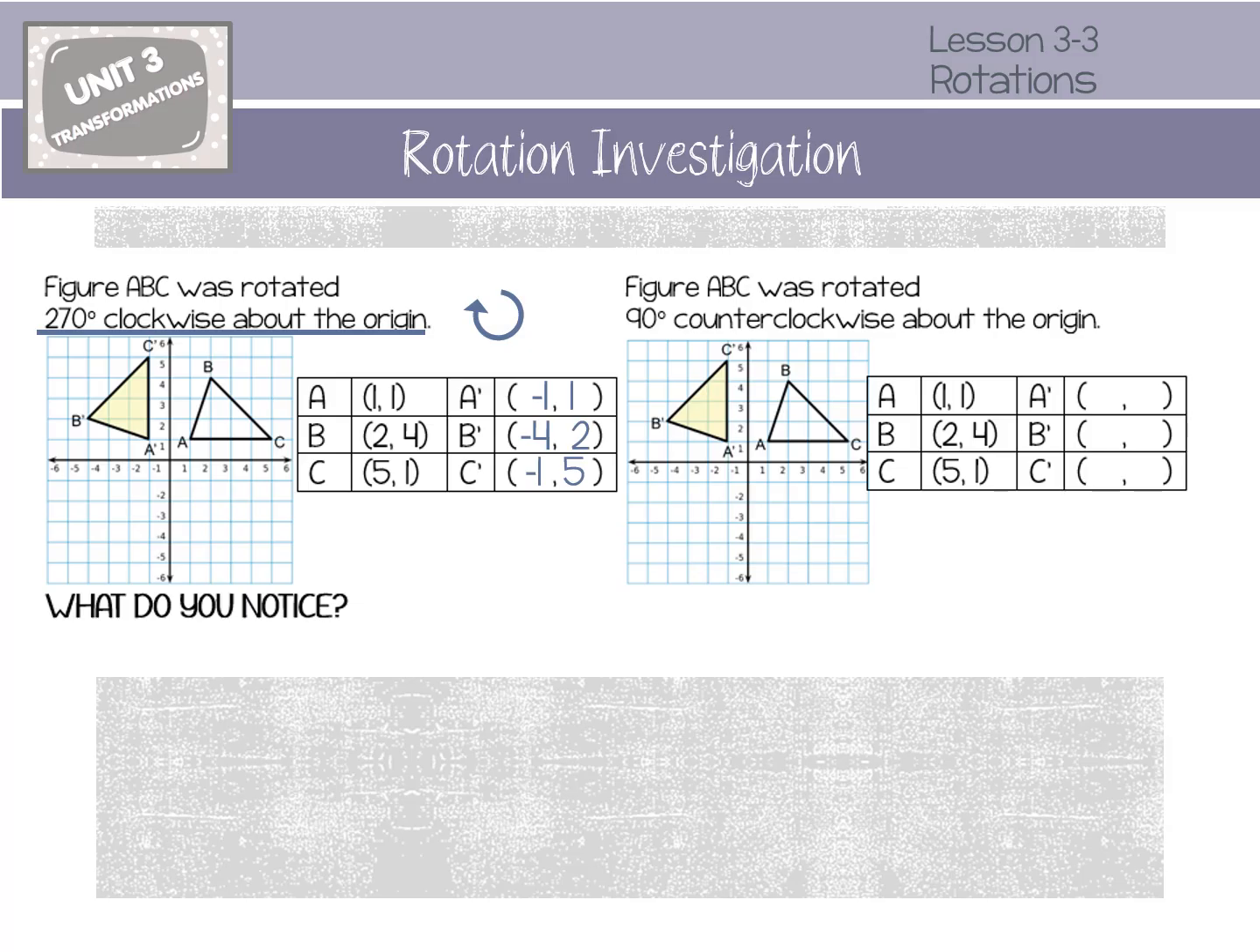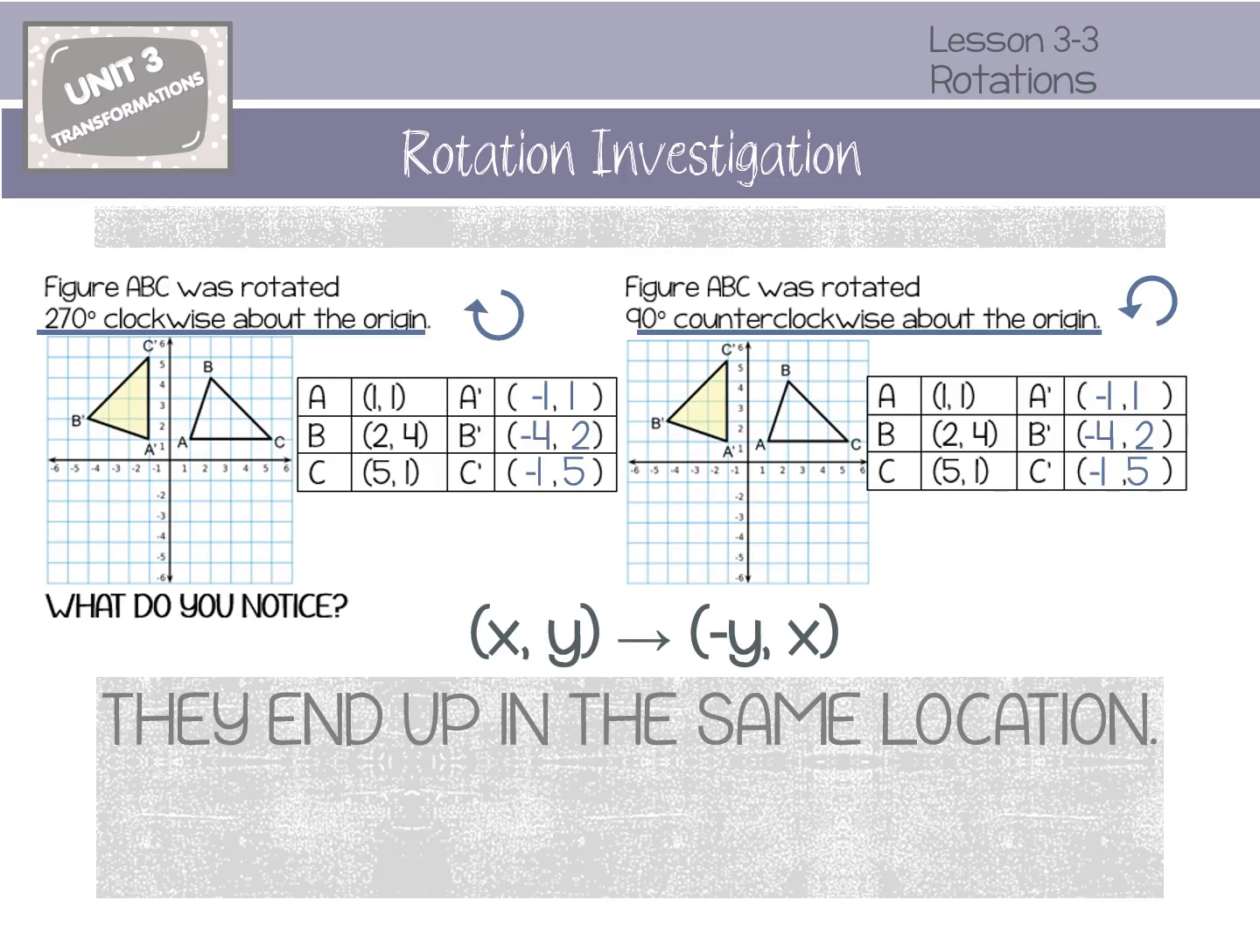Figure ABC was rotated 90 degrees counterclockwise. Ends up in the same spot. Negative 1, 1, negative 4, 2, and negative 1, 5. So same spot, different transformation, but same ending point. It takes any point (x, y) and rotates it to the point (negative y, x), the opposite of the original y first, and then x.